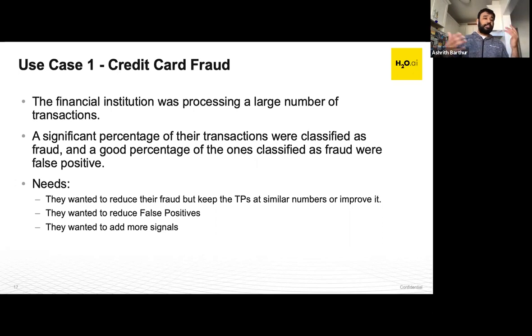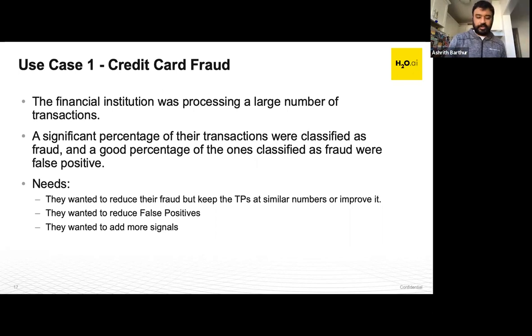There was a good percentage of all of these transactions which were actually false positives, so they needed to clear that. They wanted to keep their transaction processing speed very similar to what they have, or improve it. They wanted to reduce the number of false positives, and they wanted to see if they could add much more signals to the models that existed. So these were the three fundamental needs. Everything else that we could add above and beyond this was, let's say, icing on the cake.